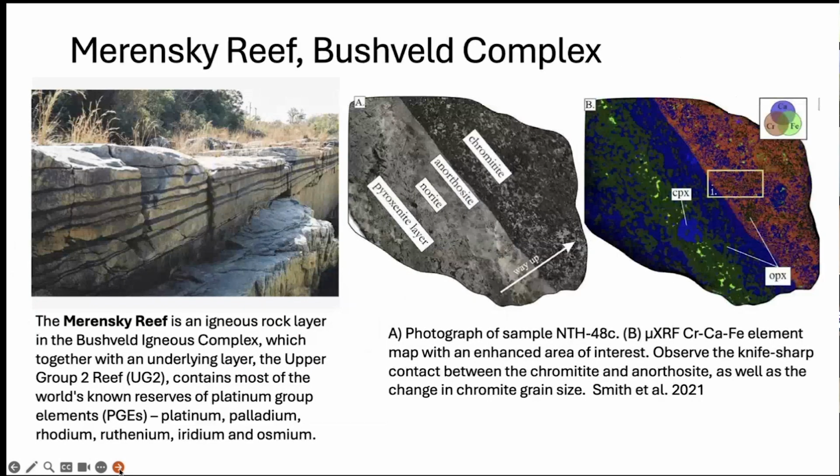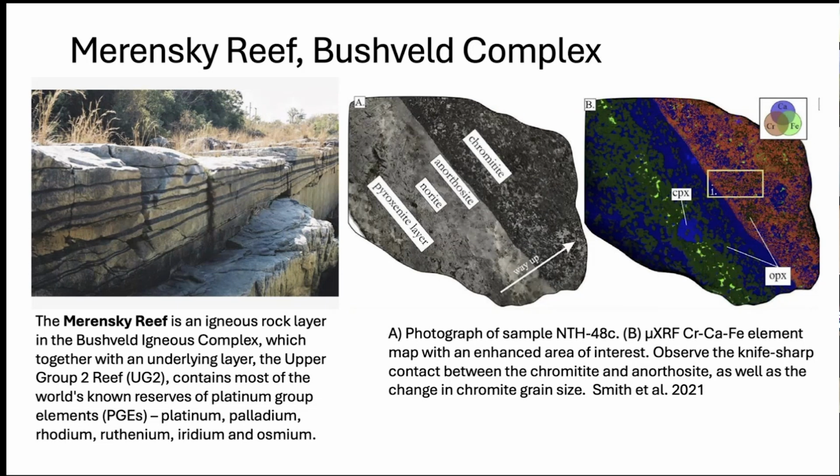So this is the Merensky Reef. Looks like a sedimentary rock. In a way it is. It's an igneous sediment at the bottom of a magma chamber. And the people that mine this have lots of different names for it. The Merensky Reef is an igneous rock layer, which together with an underlying layer, the Upper Group 2 reef, UG2, contains most of the world's known reserves of platinum group elements, which include platinum, palladium, rhodium, ruthenium, iridium, and osmium.